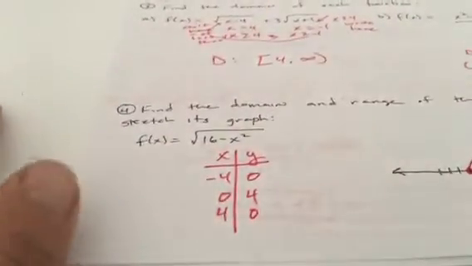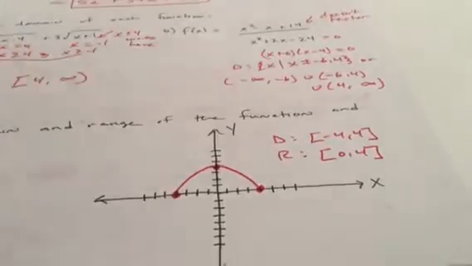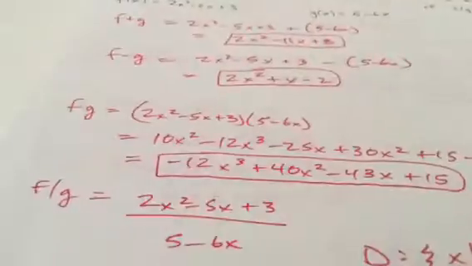Here's our semicircle. For the domain, you've got to have brackets, guys. There's inclusion. -4 to 4, 0 to 4, and that's the graph. You should be pretty good on that one.